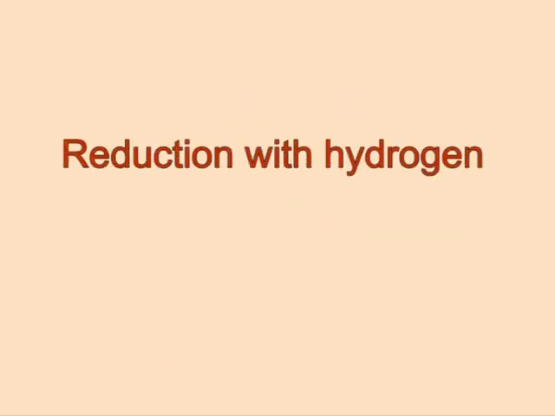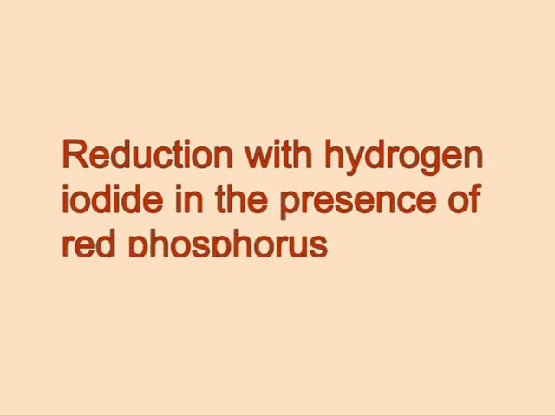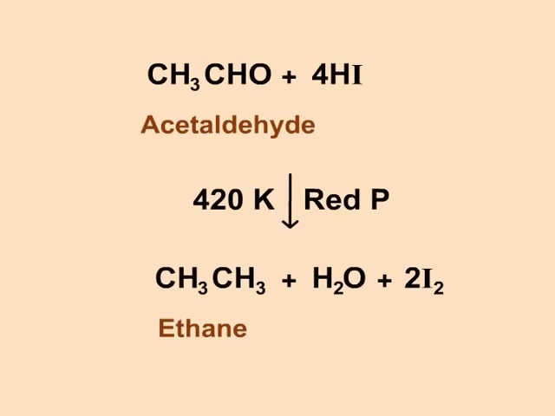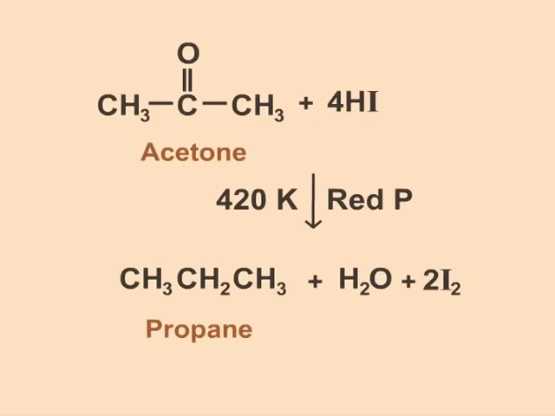Reduction with hydrogen iodide in the presence of red phosphorus. The reaction is carried out at about 420 Kelvin. Let us take an example. Acetaldehyde is reduced with hydrogen iodide in the presence of red phosphorus at 420 Kelvin to ethane. Acetone is reduced with hydrogen iodide in the presence of red phosphorus at 420 Kelvin temperature to propane.